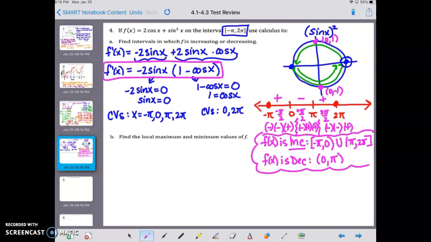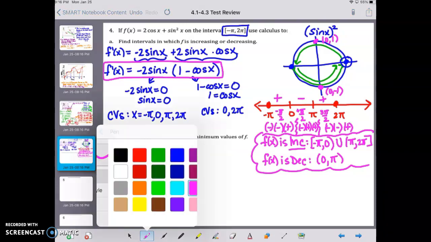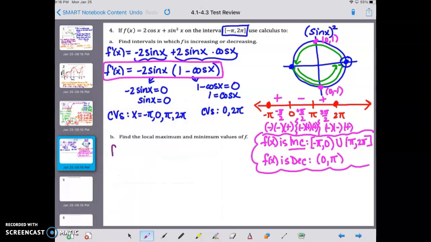Then part B asks us to find the local maximum and minimum values of f. Well, since we're switching from increasing to decreasing to increasing, that means the critical values that I found in part A are my maximums and or my minimums, right? So that is going to happen at 0 and at pi. So f of 0 and f of pi are the two values that I need to find.